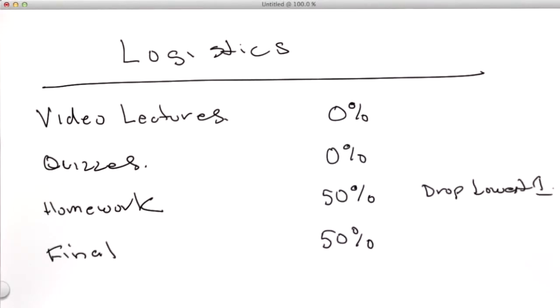Now we're going to drop the lowest homework. And by drop lowest homework, we mean that at the end of each week, there's homework, and then for the week where you get the lowest overall score in the homework, we'll drop that week. If you have a perfect score, we'll drop some arbitrary week.